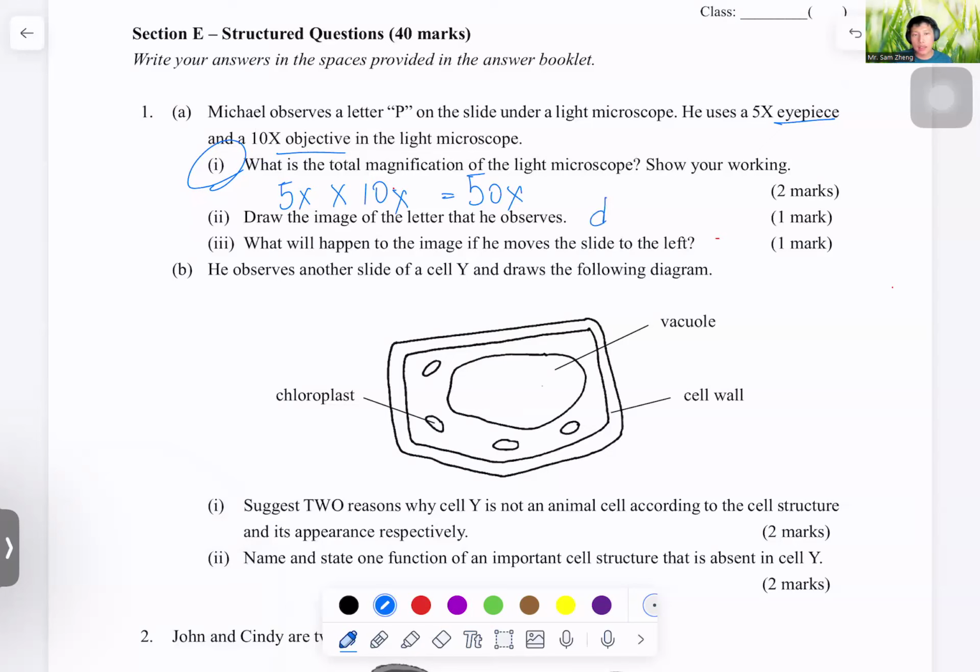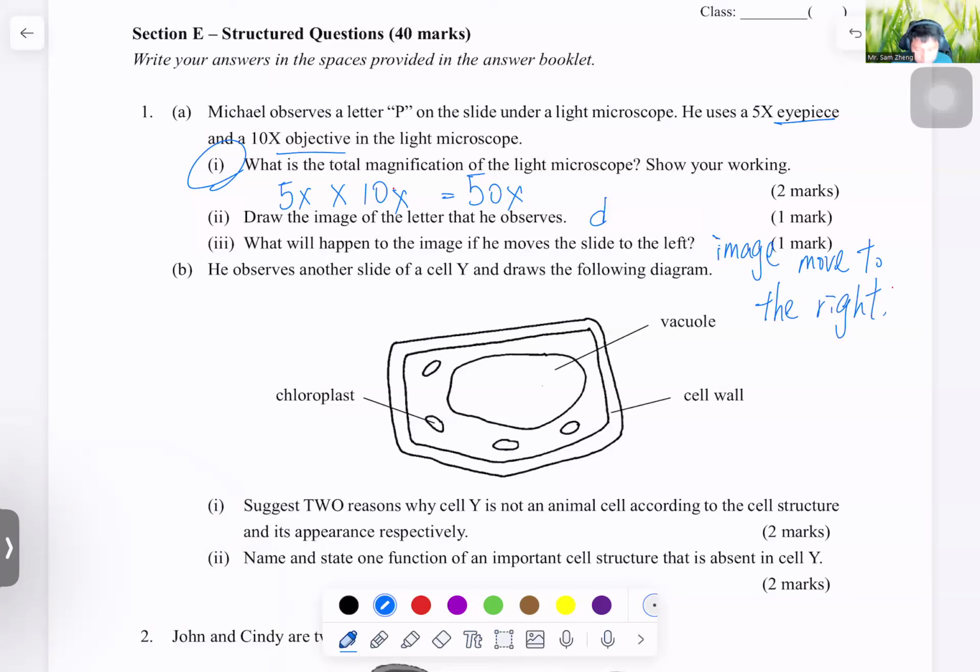Next, what will happen to the image if the slide moves to the left? As we notice, when we move the slide to the left, this means that the image should be in reverse. So the image will move to the right.